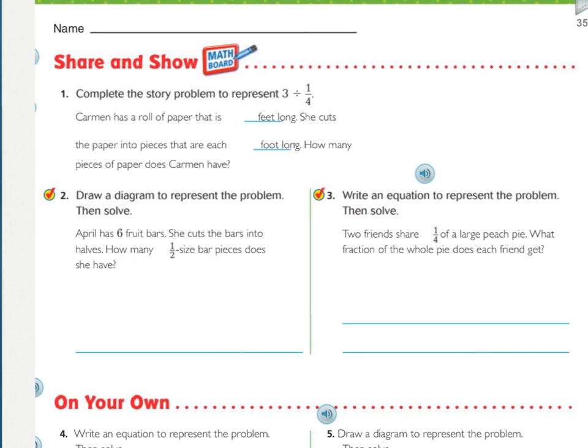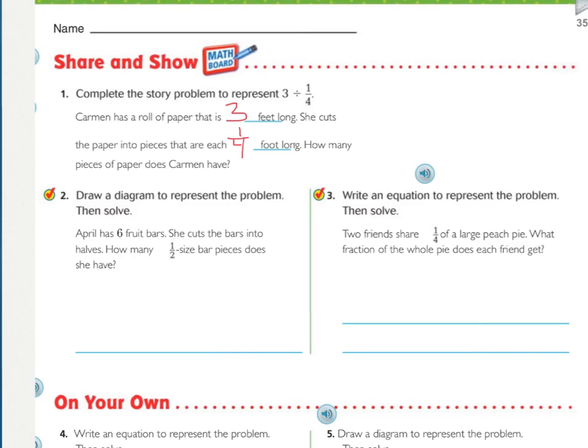Okay, so number 1. Carmen has a roll of paper that is blank feet long. She cuts that paper into pieces that are each blank foot long. How many pieces of paper does Carmen have? Okay, so using 3 divided by 1/4, what do you fill in for each of those? Well, we know she starts with something that is 3 feet long, and we need to break it into pieces that are each 1/4. And that's all that number 1 asks you to do, is fill in the story problem.